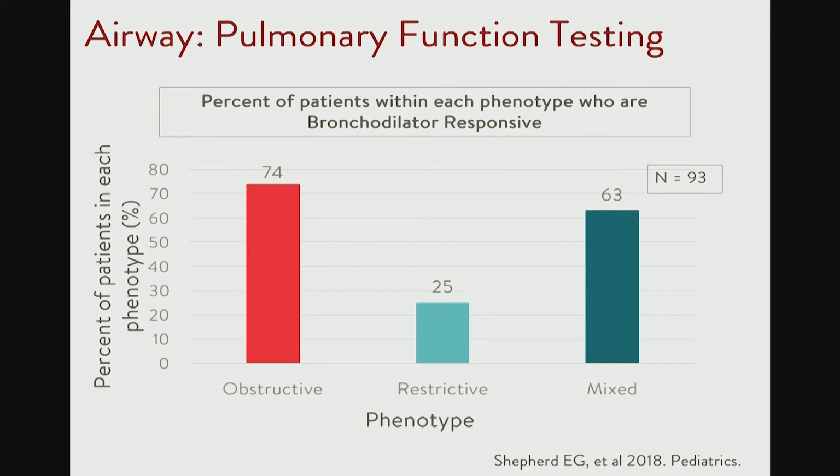They then attempted to see if these patients were bronchodilator responsive. And here we see the percent of patients in each phenotype who were bronchodilator responsive. Not surprising necessarily, the obstructive phenotype had the highest percent of patients who were bronchodilator responsive. But of note, the responders had a lower baseline FEV 0.5 than the non-responders, suggesting that this subtype of obstructive phenotype with a lower FEV1 at baseline may be a group to highlight for future interventions in trials of bronchodilators.